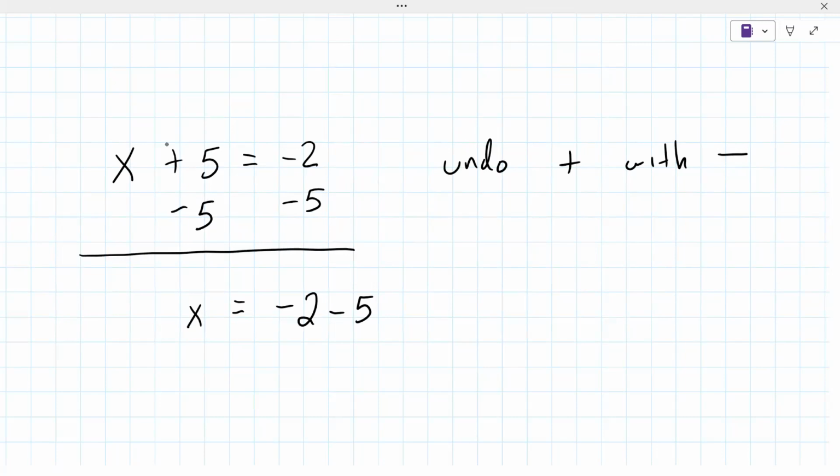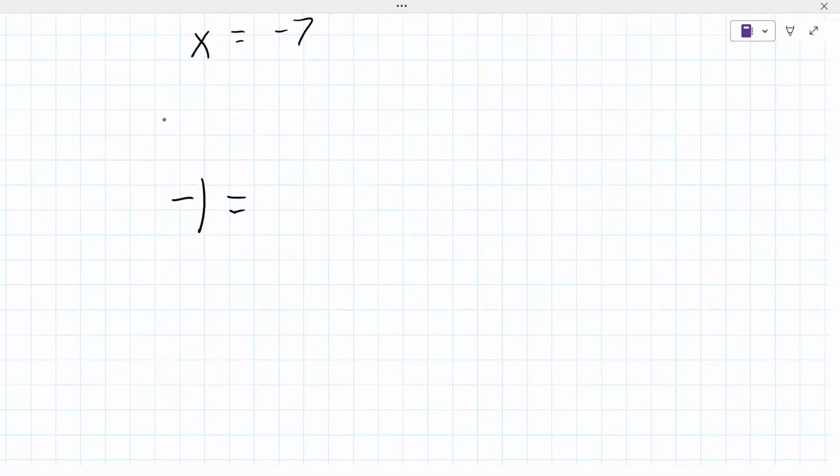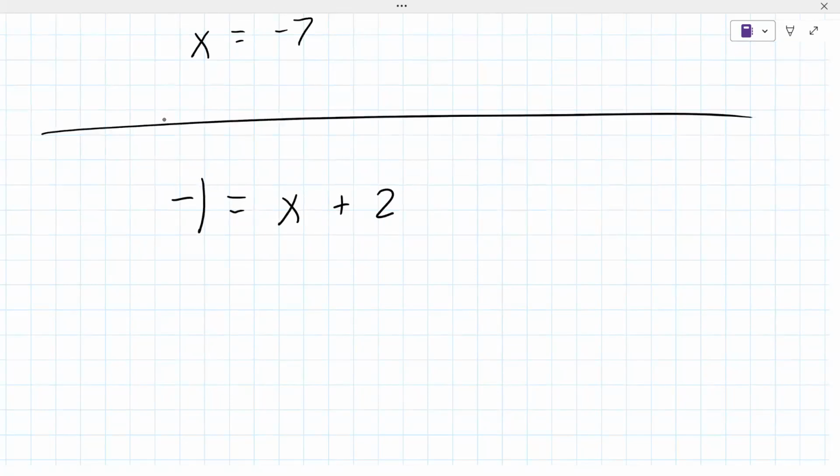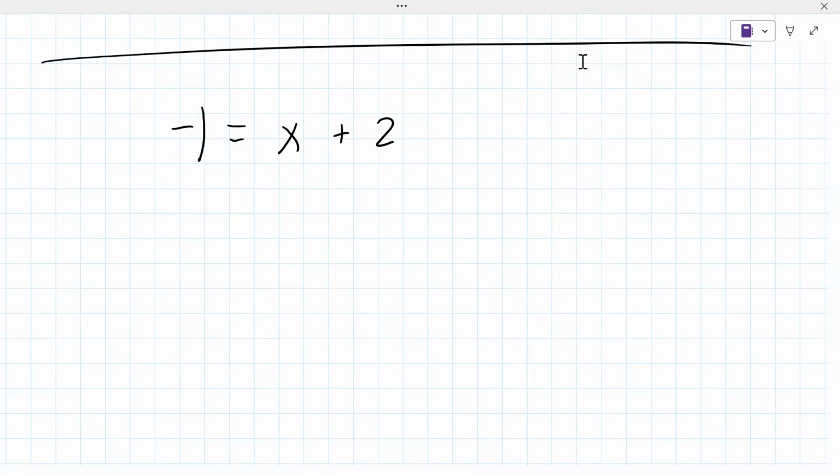So what does this become? -7. Yeah, x equals -7. And then you can always have the variable on the wrong side. You can say something like x plus 2. What do you do to solve this? You subtract 1, -1 minus 2.